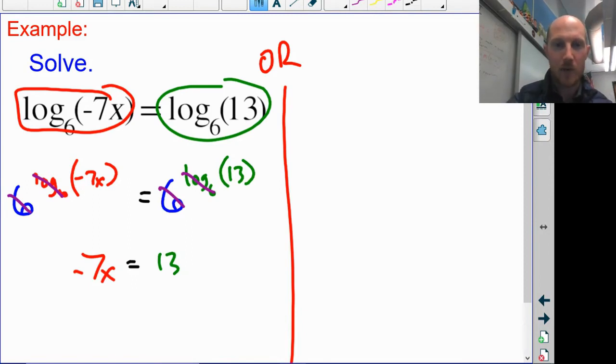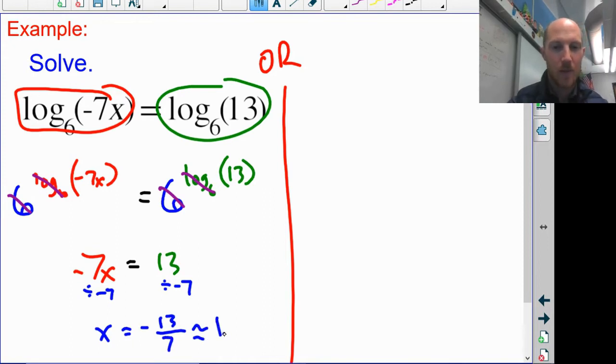So we'll divide both sides by negative 7. So final answer is negative 13/7, or if you want to do this as a decimal, 1.8571. Let me double check. Calculator. Yep, nice. All right.